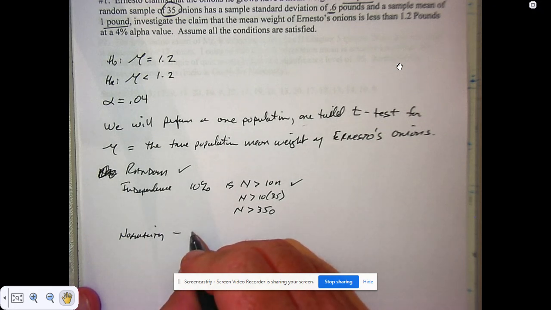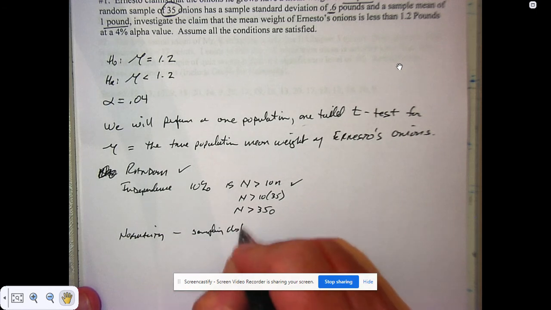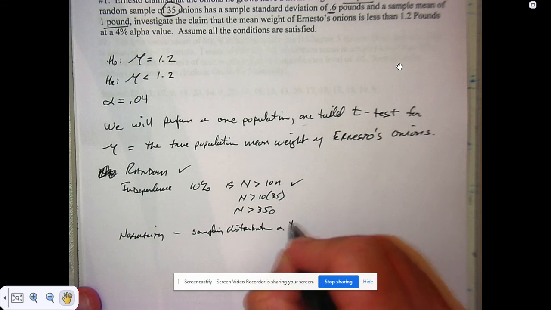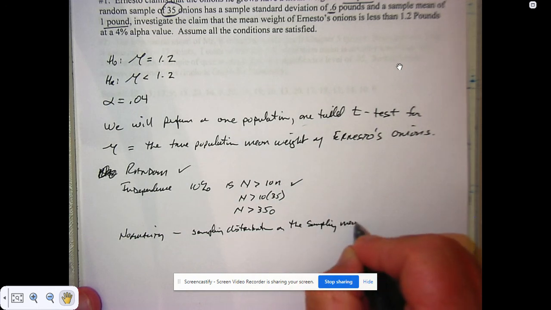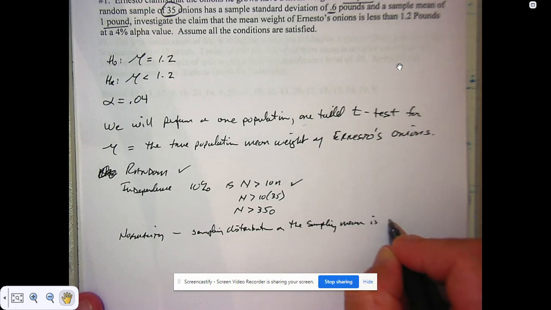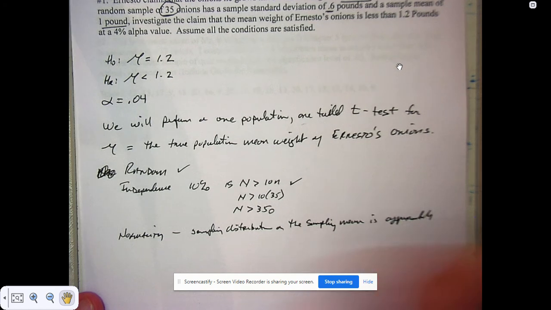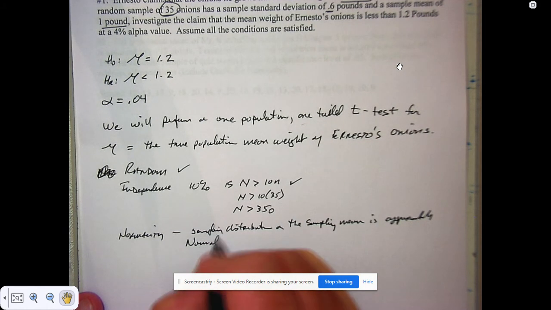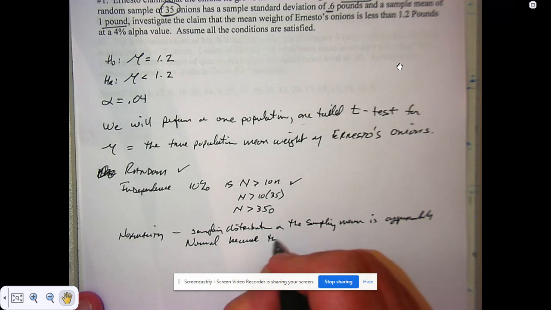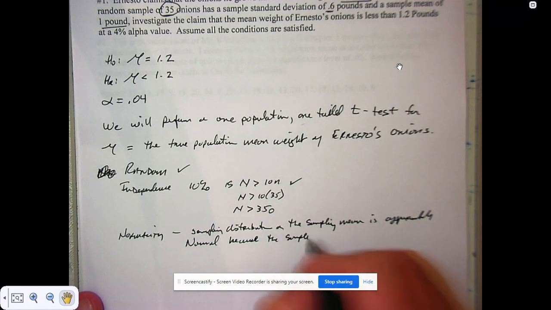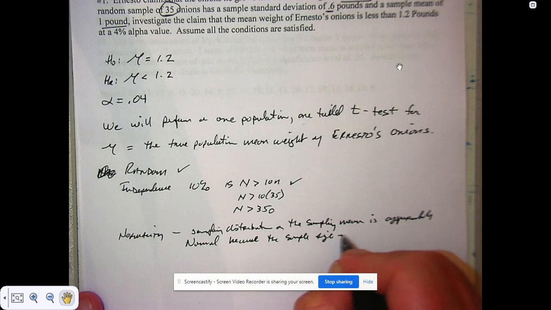The sampling distribution of the sample mean is approximately normal because the sample size is greater than 30.